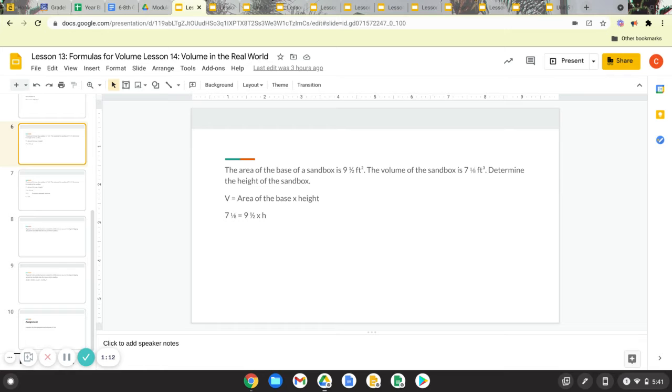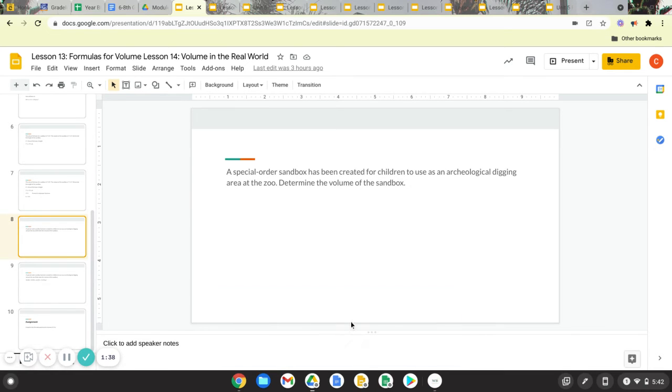Now this one we're going to be looking at the area of the base of a sandbox, 9.5 feet squared. Volume of the sandbox is 7 1/8 feet cubed. So determine the height of the sandbox. So now we know what the volume is. We know what the area of the base is. So we have to divide by 9.5 in order to get that height. So you'd convert it to improper fractions. After you've done that, you end up with a height of 3/4 feet for the height.